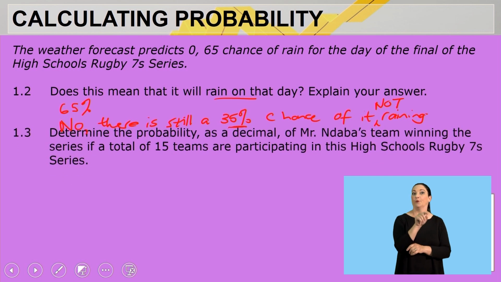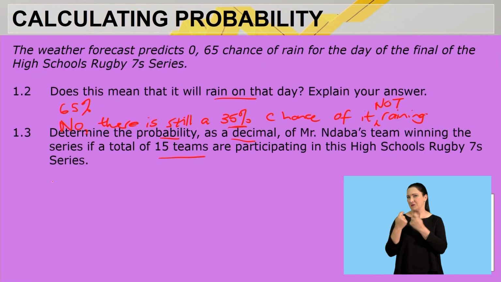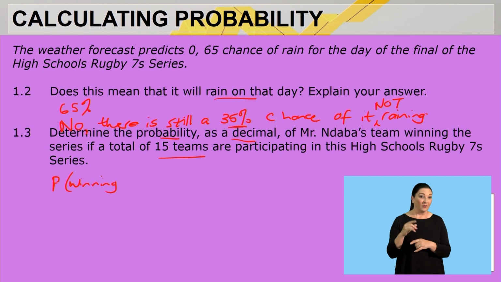Then question 1.3 says, determine the probability, this time as a decimal, of Mr. Ndaba's team winning the series if a total of 15 teams are participating in this High School Rugby Sevens series. Remember, it's 15 schools participating, and Mr. Ndaba's team is only 1. So I'll start by saying the probability of them winning this tournament is 1 out of a possible 15 teams. We agree, but now my answer should be in decimal form.